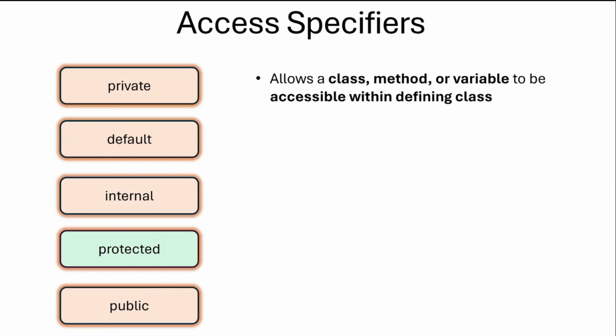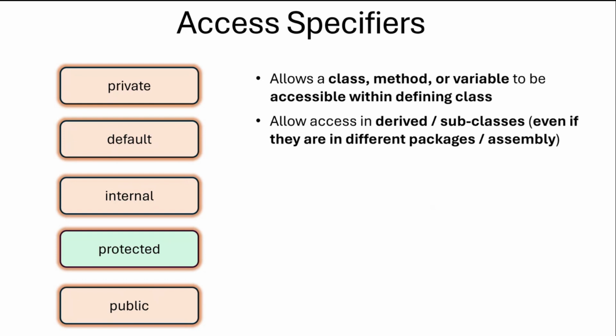Then protected, which allows the class method or variable to be accessible within the defining class, and also allows access in a derived or subclass, even if they are in a different package or assembly. Like if there is a bank account class, and we create a child class of that bank account class, let's say savings account, then all the variables of that bank account class, the variables which are declared as protected, will be accessible in the savings account class.